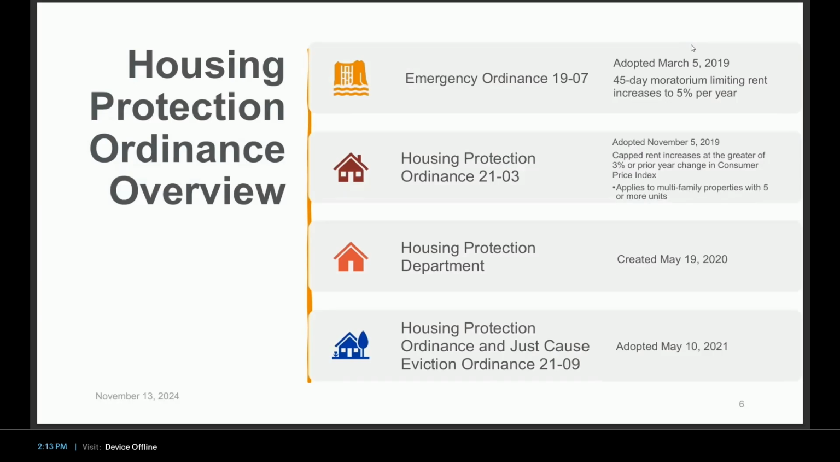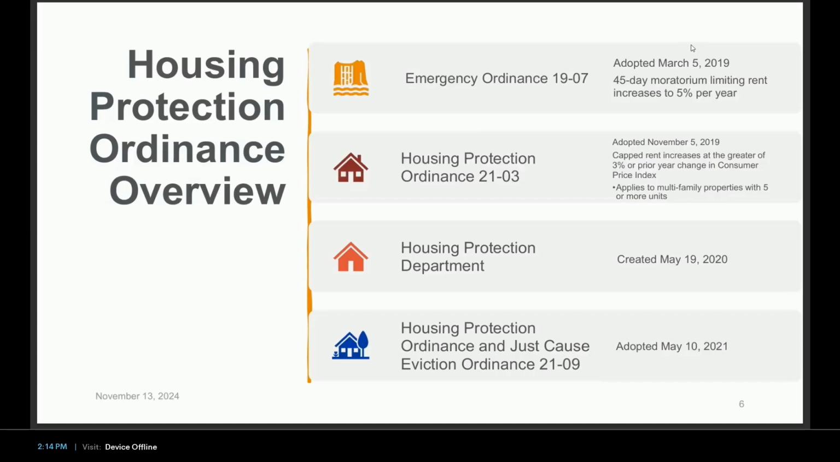The Housing Protection Ordinance began with the Emergency Ordinance 1907. So it was adopted on March 5th of 2019, and it was just a 45-day moratorium that was limiting the rent increases. So it was an emergency ordinance. Then the Housing Protection Ordinance 2103 was adopted in November of 2019. This had specific caps for rent increases, and it was linked to the change in what's known as CPI, or the Consumer Price Index. So this is only applying to properties with 5 or more units, and it capped the rent increases at 3%.